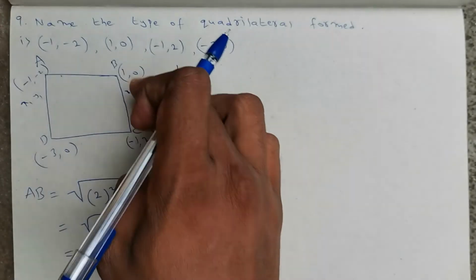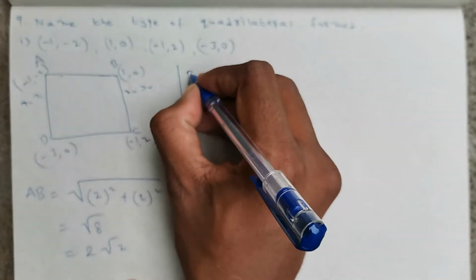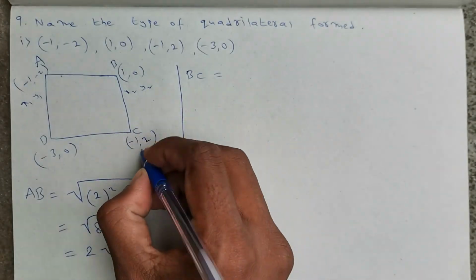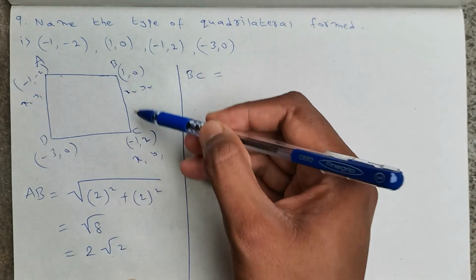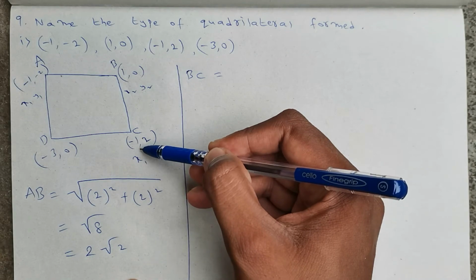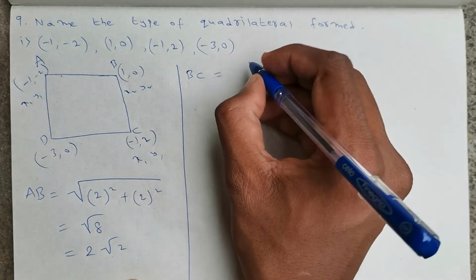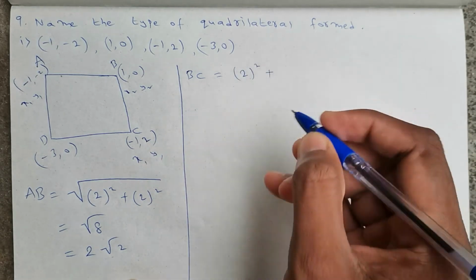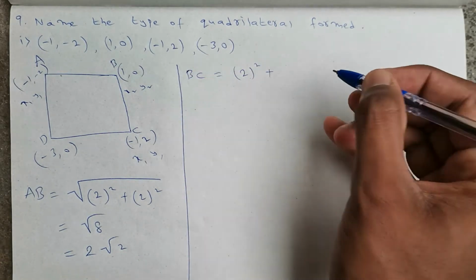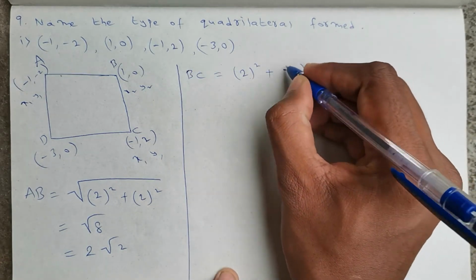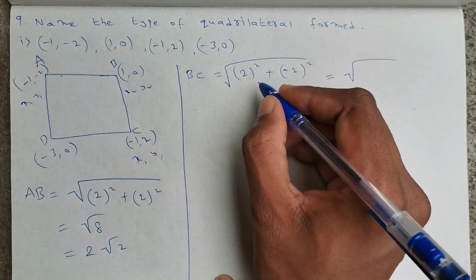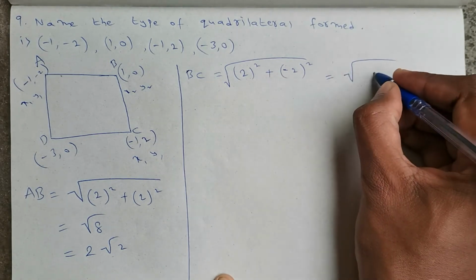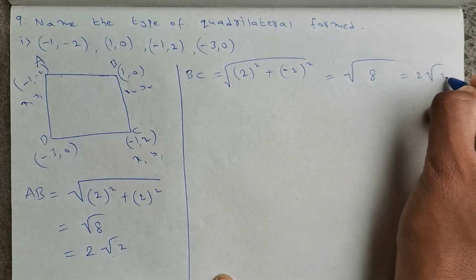Next, I am going to find this BC distance. This is already x2, y2. So I am taking these as x1, y1. x2 minus x1, 1. This is already -1. So minus of -1 plus 1, 1 plus 1, 2 square plus. Here it is 0. It is -2. 0 minus 2, minus 2 whole square, which is equals to under root 2 square 4 plus -2 square 4, root 8. Nothing but 2 root 2.